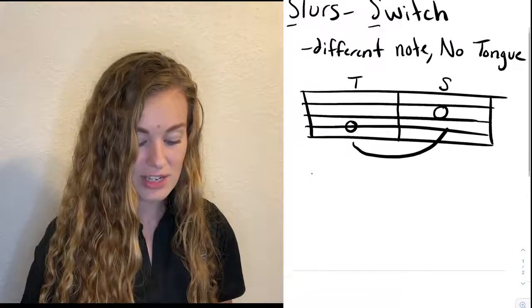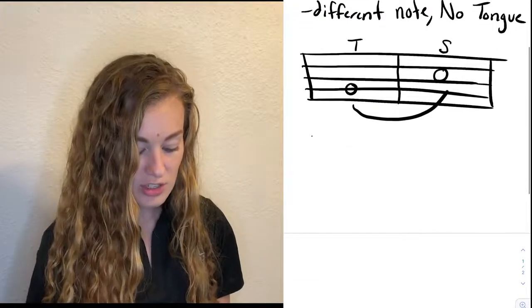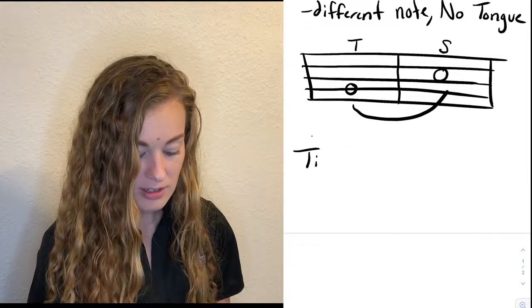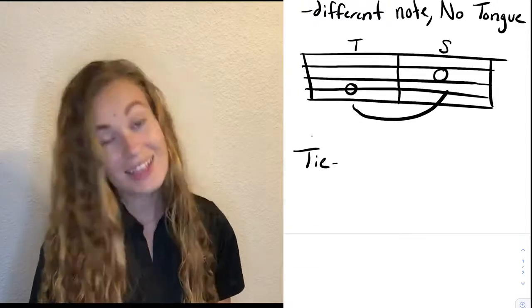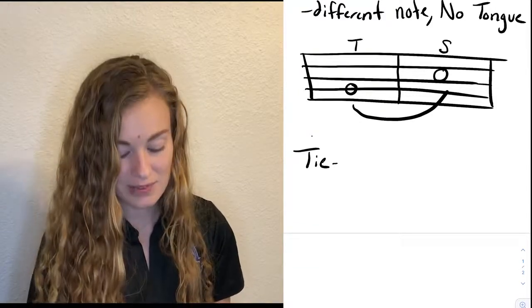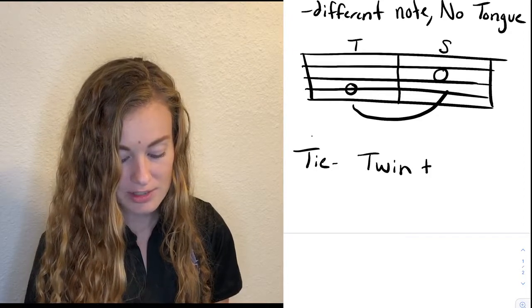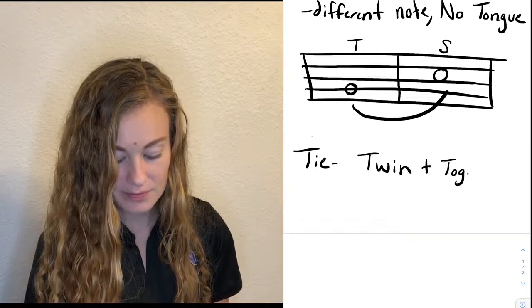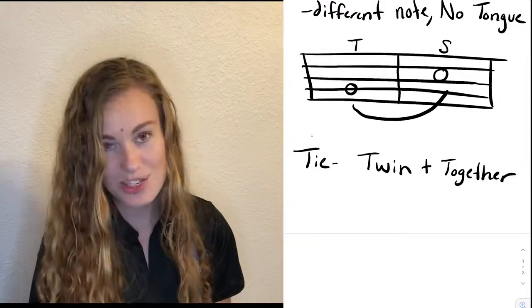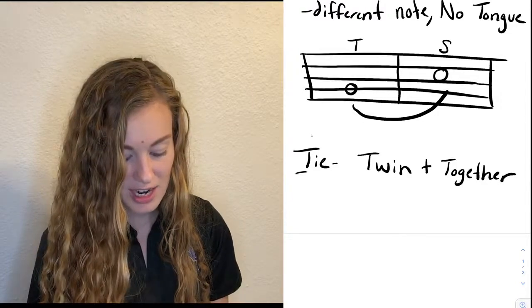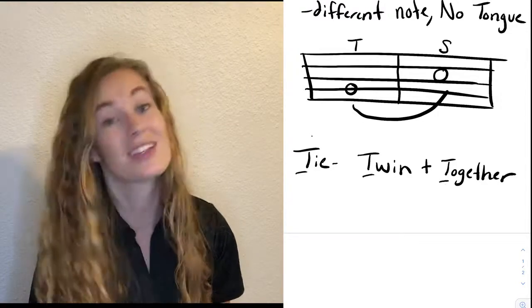All right, moving on to the next one. So let's talk about our ties. So the words I like to use to remember ties are going to be twin plus together. And it's easy to remember because it's all T's. Tie is twin plus together.